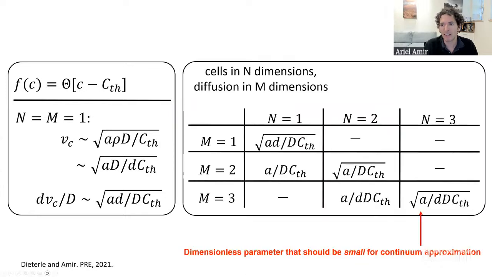But when we do the same analysis in 3 dimensions, we find that when we plug in the scaling of the velocity and the distance between cells, the dimensionless parameter scales as square root of 1 over the distance between cells. What did we conclude? In 3 dimensions, the more dilute my system is, the better the continuum approximation, which to me is quite counterintuitive. In 2 dimensions, we find that the dimensionless parameter is actually independent of the distance between cells. And this is the relevant parameter.